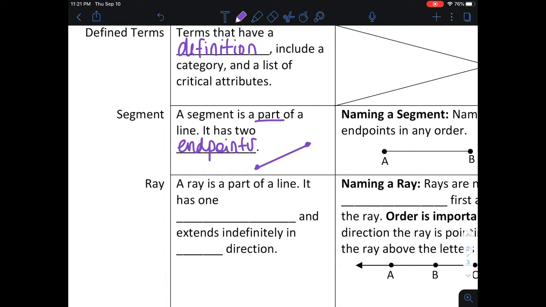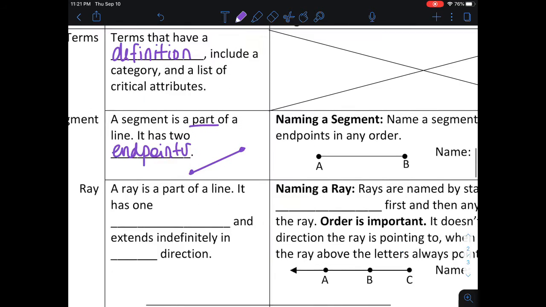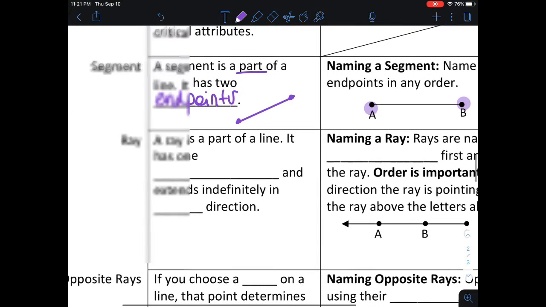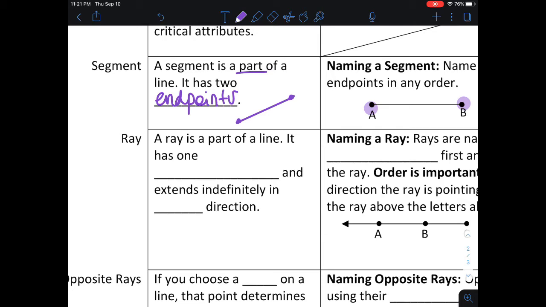All right, so now naming a segment. To name a segment, you just use its two endpoints. It's really simple. Pick whichever order. You could name it AB and put a line segment over it, or you could name it BA. Again, put a segment over it, no arrows, because it doesn't go on forever in either direction. All right, now we have a ray. It's also a part of a line and it has one endpoint.